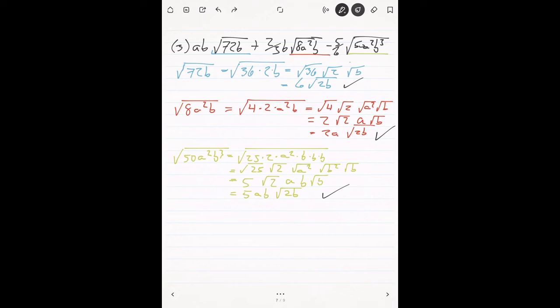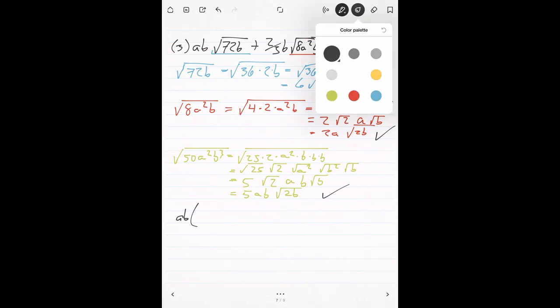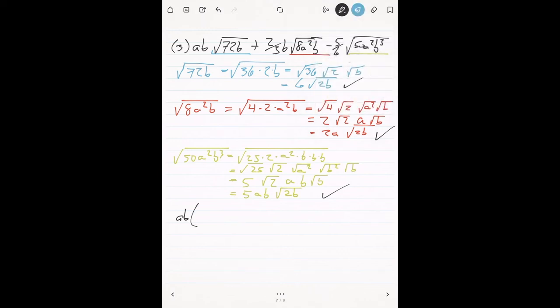But with that said, we can easily see that these are going to be like radicals. All of the radicals that we're left with are the square root of 2b. So we should theoretically be able to go and combine these. We just have to make sure that their coefficients match up. So let's go ahead and substitute back in what we have here. Let's see if I can fit that down a little below here. We have ab times, instead of the square root of 72b, we're going to sub in 6 root 2b.